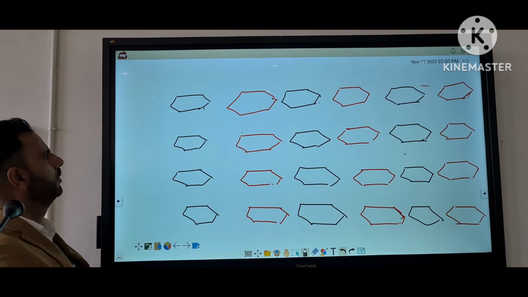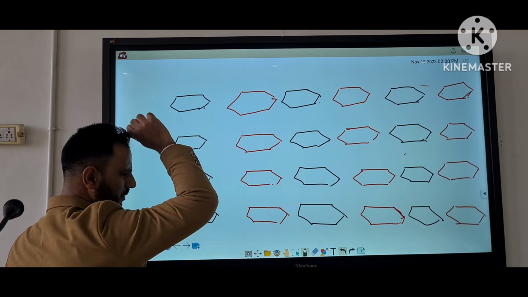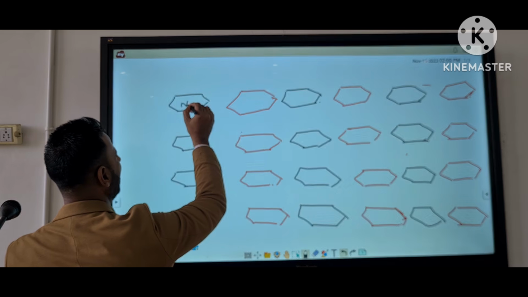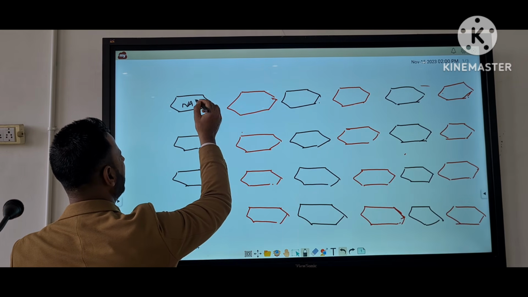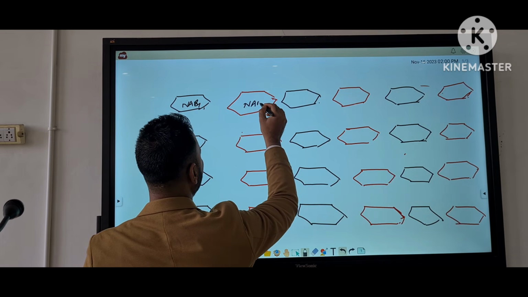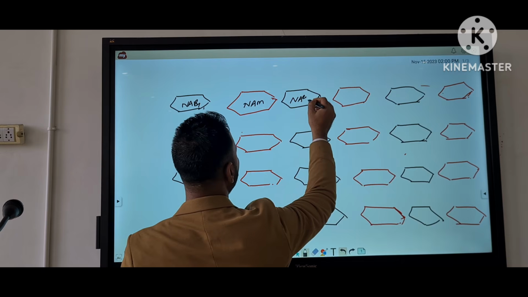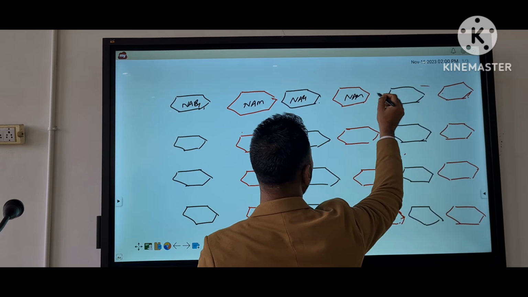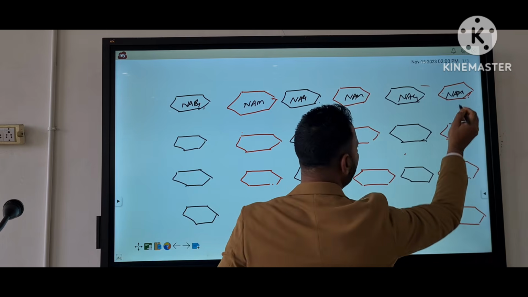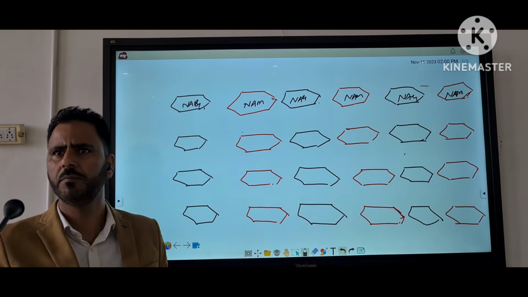This is one chain which is, what is this? What we name it as black? Black is NAG or NAM, whatever you like to say. Okay, NAG, if you are comfortable with NAG. This is NAM. This is NAG. This is NAM. NAG and NAG. Any confusion? Right?